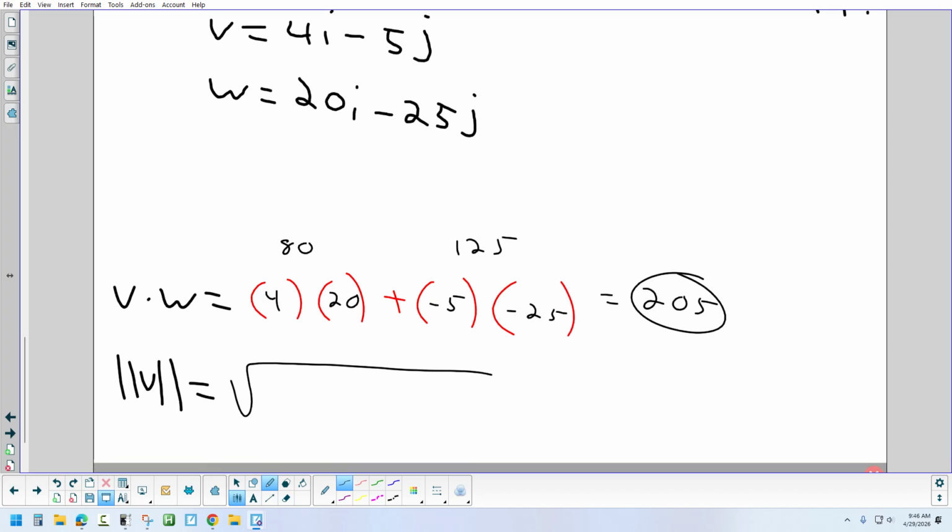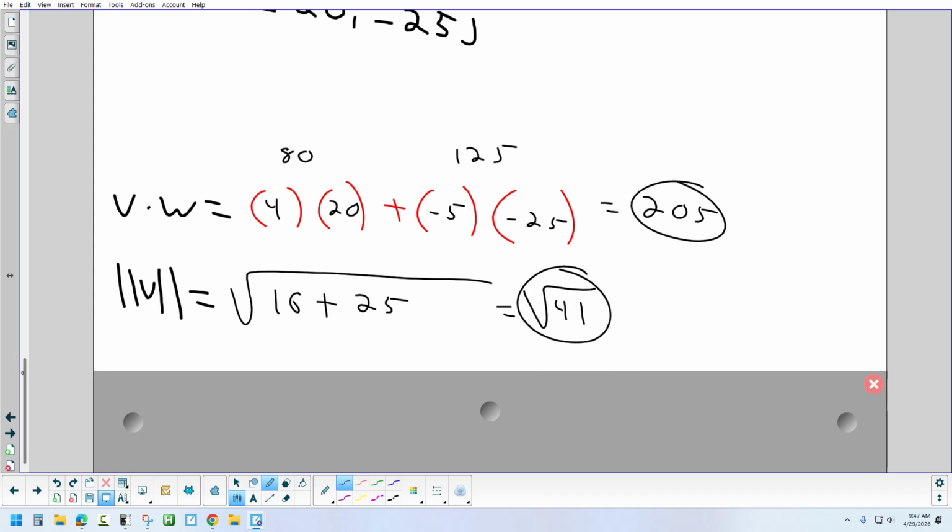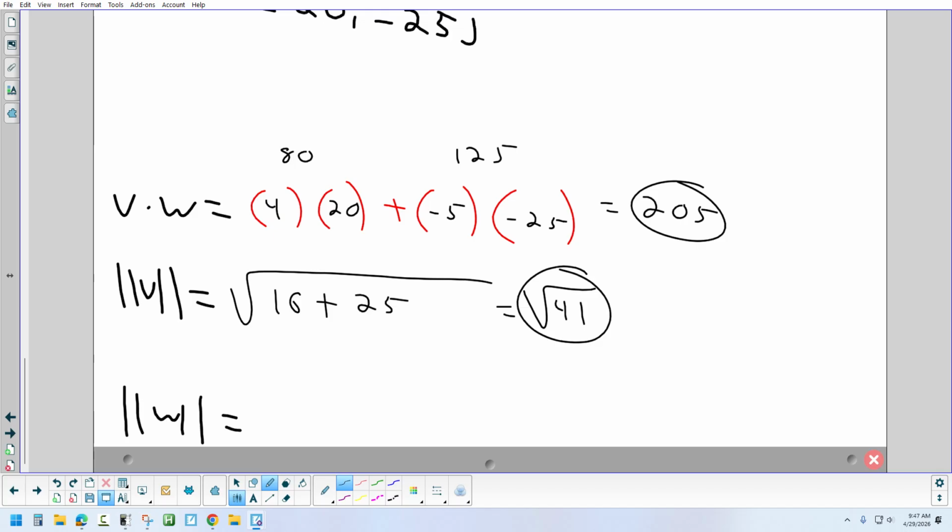16 plus 25. Remember, this is just vector v right now. So we're not looking at the 20 and the 25 yet. We're just looking at the 4 and the 5. So 4 squared plus negative 5 squared, and that's going to give you the square root of 41. Yep. All right, so we get the magnitude of v. Now we need the magnitude of w.